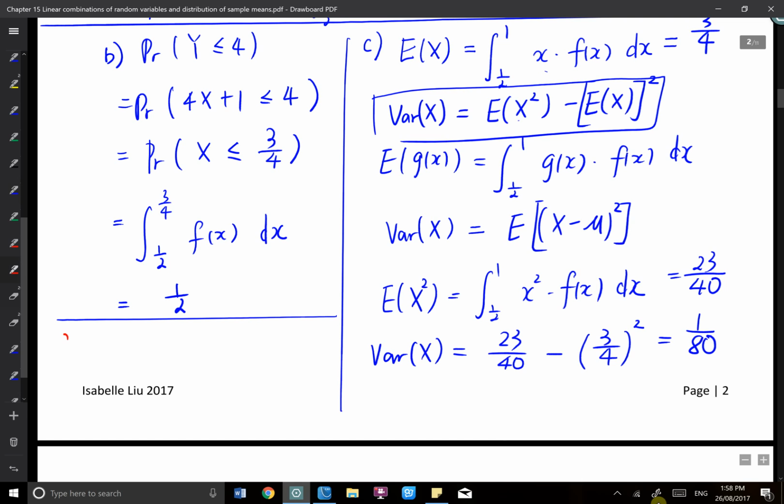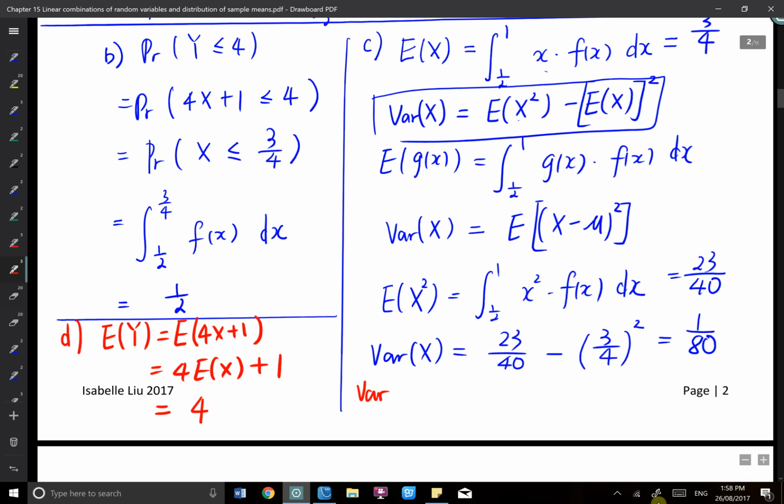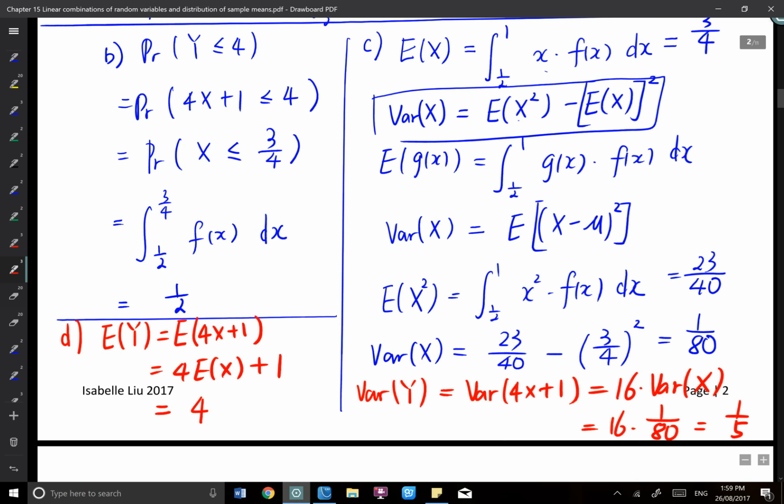Okay, last one is D. D is asking for expected y. Expected y is expected 4x plus 1. That is 4 times expected x plus 1, so 4 times 3 on 4 plus 1, that is 4. And the variance of y is the variance of 4x plus 1. That is 16 times the variance of x. That is 16 times 1 on 80, which is 1 on 5. Okay, done with this.